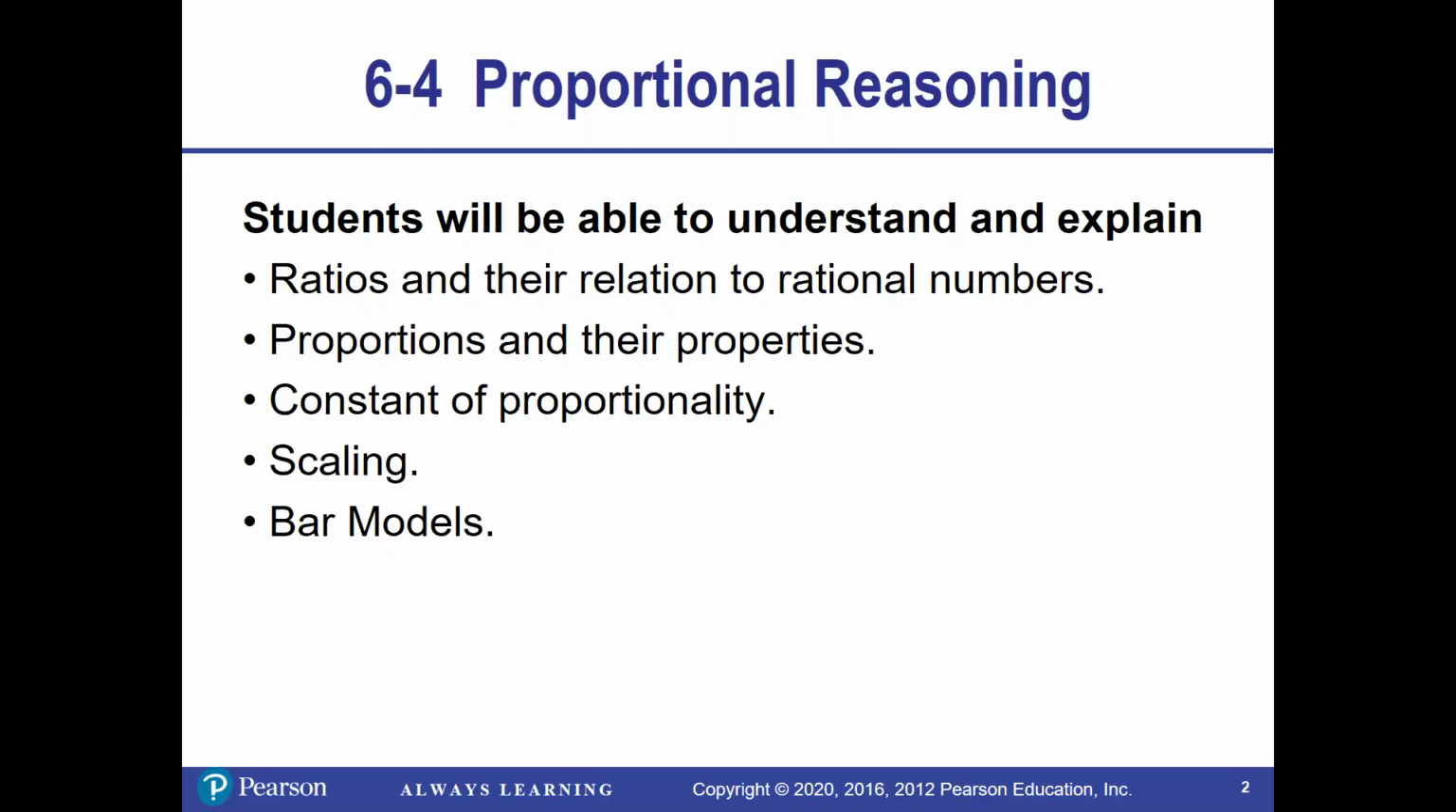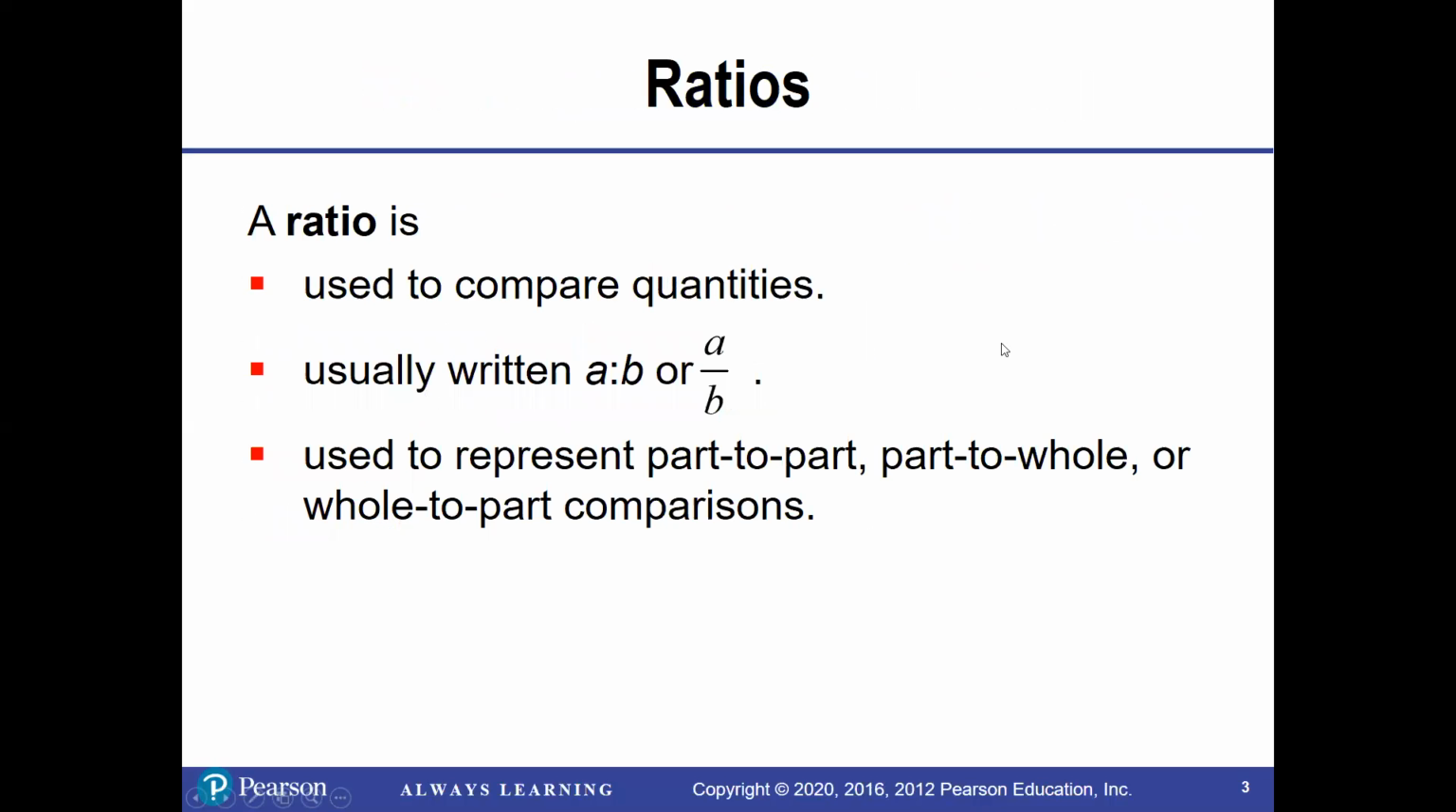6.4 is proportional reasoning, okay? Things we're going to be doing: we've got to talk about ratios and proportions. We already know what a ratio is. We'll talk about how they work in a proportion. We've got to figure out how to find a constant of proportionality and scaling. There are bar models at the end. We're probably not going to hit a lot of that. I do know most of the classes you have aren't going to have that as much.